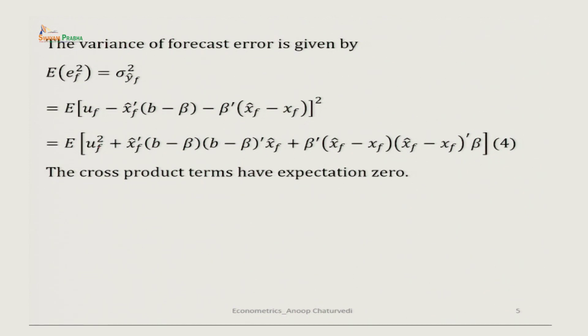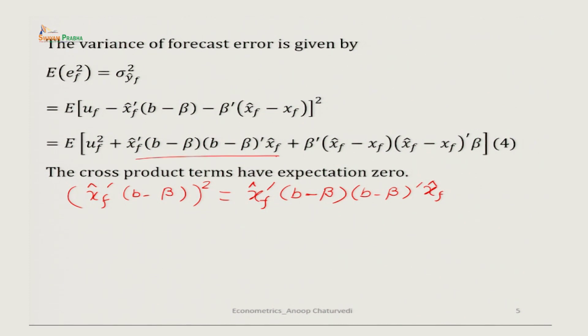So, the first term is uf square, the second term is actually you have [xf hat transpose (b minus beta)] whole square, which you can write as xf hat transpose (b minus beta) times its transpose, since this is a scalar and its transpose is the same. So, you get this term. And then we take a square of this, say beta transpose (xf hat minus xf). So, you get beta transpose (xf hat minus xf)(xf hat minus xf) transpose beta. And then you get the cross product terms also.